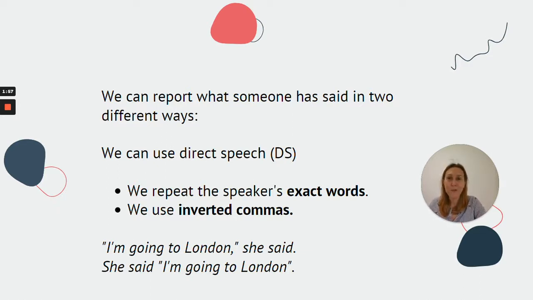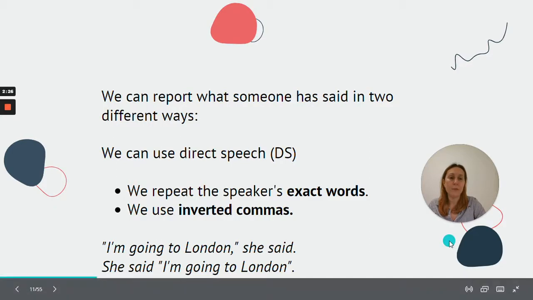Well, we can report what someone has said in 2 different ways, by using direct speech or indirect or reported speech. In direct speech, as we have already mentioned in the introduction, we repeat the speaker's exact words. And we use inverted commas. "I'm going to London," she said. Or she said, "I'm going to London."